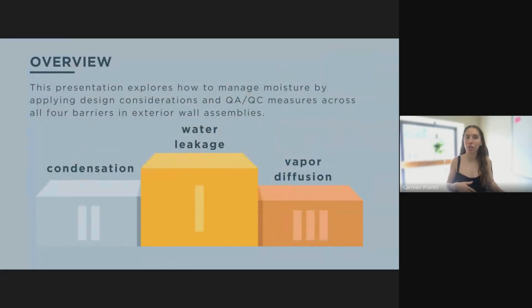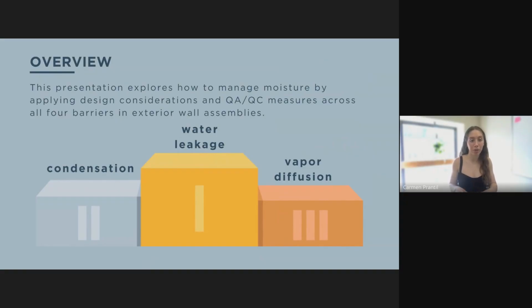So just as a high-level overview, the bulk of this presentation is really going to explore how we manage moisture and apply that to design considerations and quality assurance, quality control, or QA/QC measures across all 4 barriers in exterior wall assemblies. And when I say moisture management, we're really looking at 3 types.